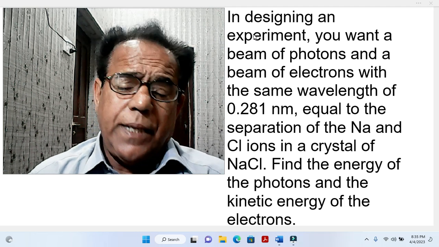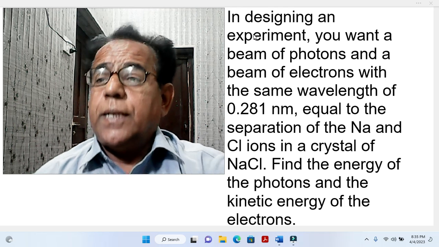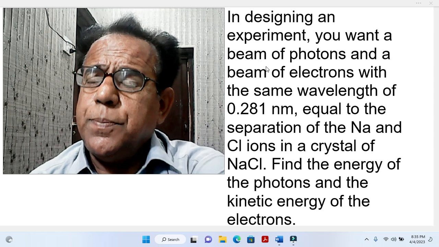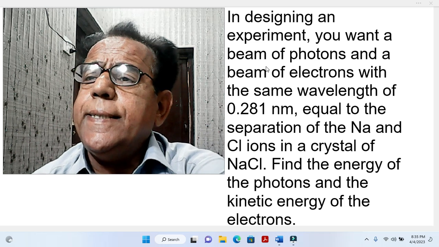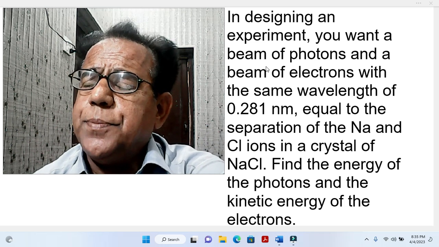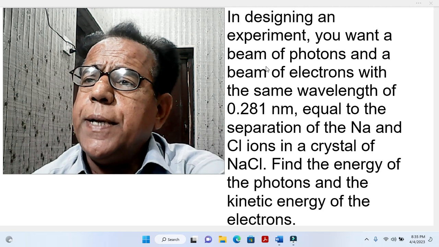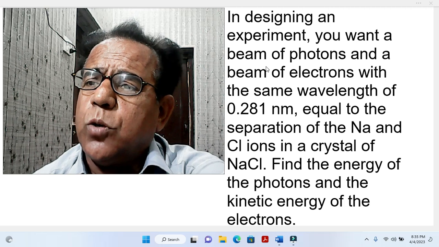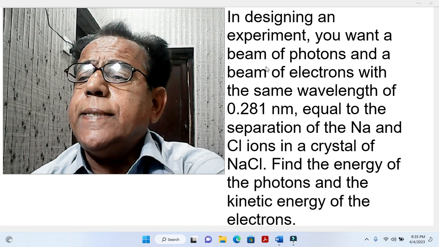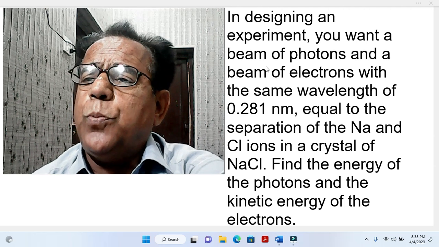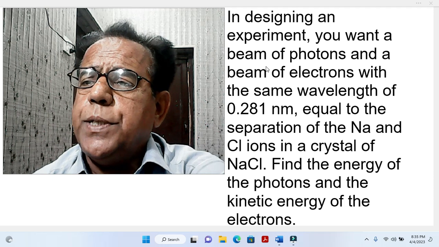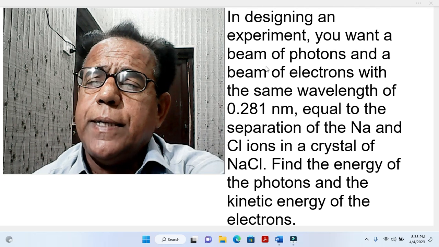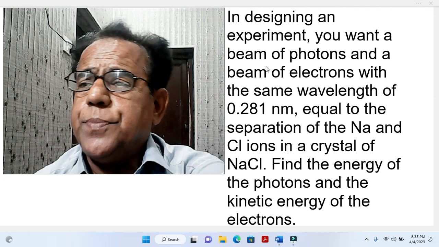Okay, anyhow, we come towards the statement of our problem. In designing an experiment, you want a beam of photons and a beam of electrons with the same wavelength of 0.281 nanometer. Nano standing for 10 to power minus 9 meter.